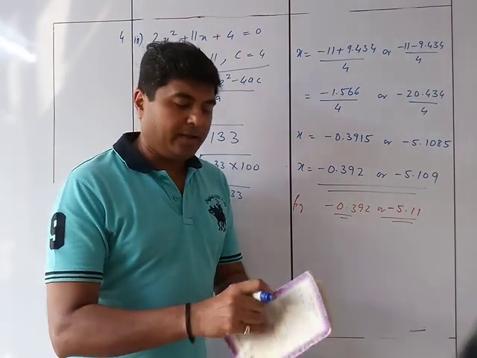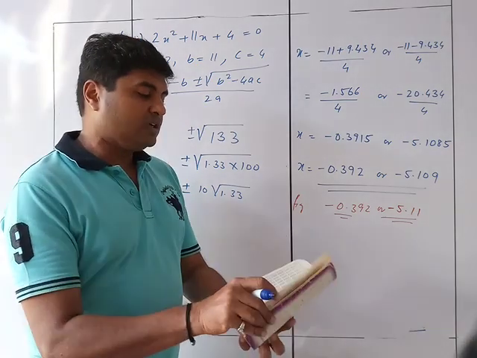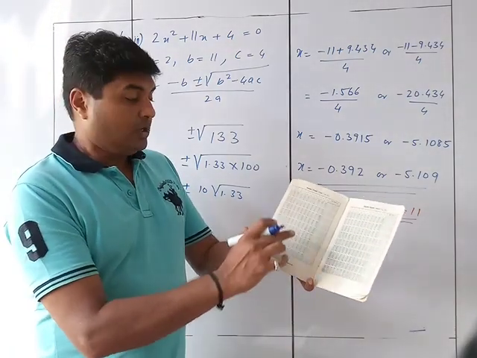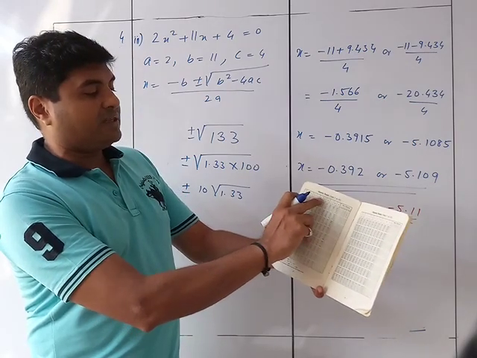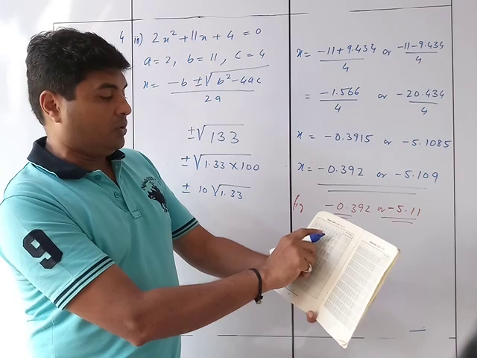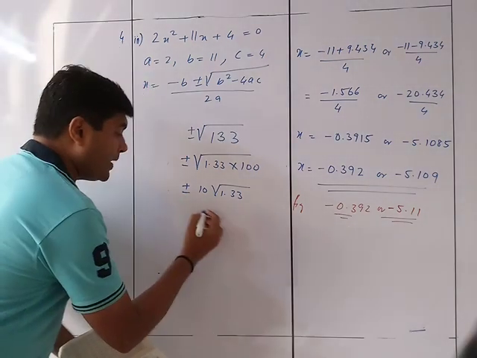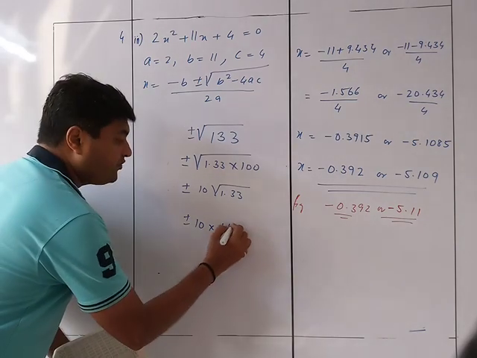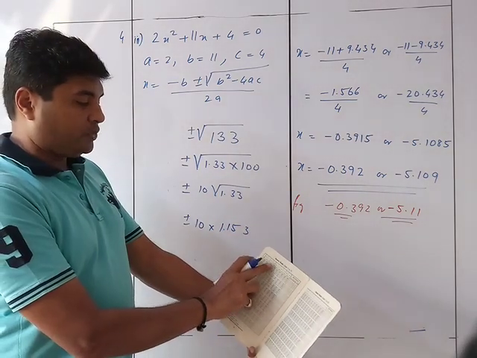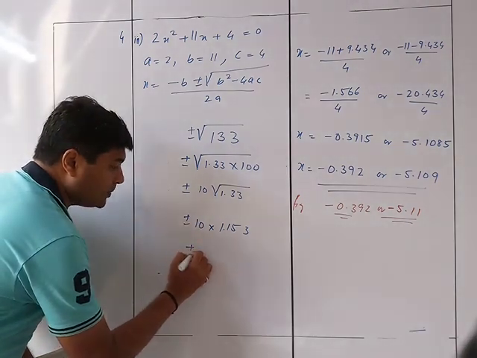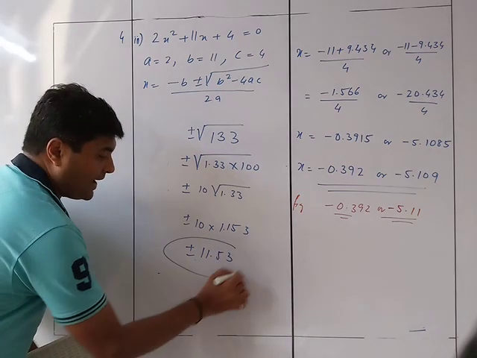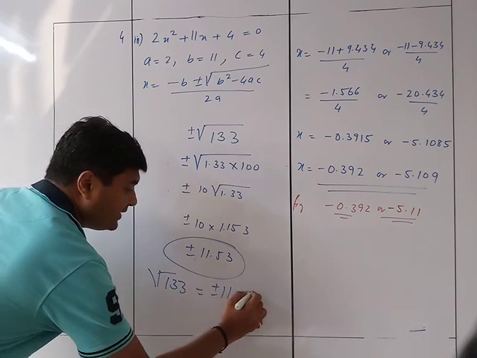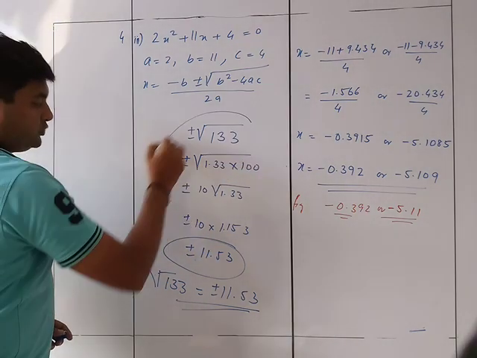Now the value of 1.33 you will get from this particular table, because the square root table is one table from 10 to 100 and the other from 1 to 10, which has all the decimal points. So in that table, you can see it is 1.3, and then you will take 3 over here. So you will get the value of 1.33 as 1.153. So root of 133 is equal to plus or minus 10 into 1.153. That will be the root of 1.33, that is 1.153. Hence it will become plus or minus 11.53 as the value. So we can say that root of 133 is nothing but 11.53. This is very, very important.